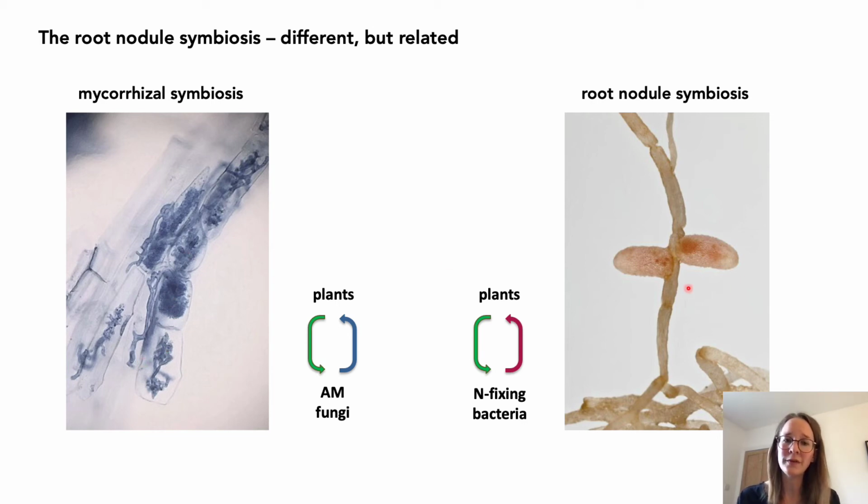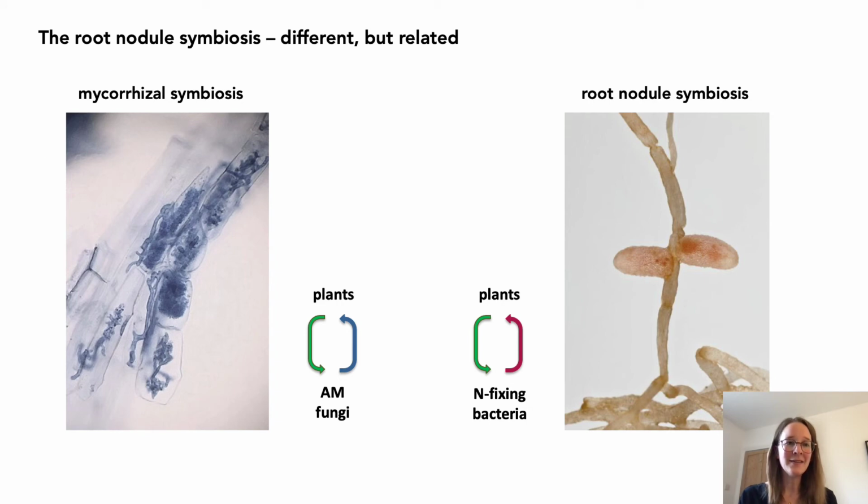Whereas the root nodule symbiosis you can see just by naked eye, because this root nodule symbiosis involves the formation of these root nodules that you can see here. And these are whole new root organs that you can see. And even though these two symbiotic interactions look very different, they're actually very much related.